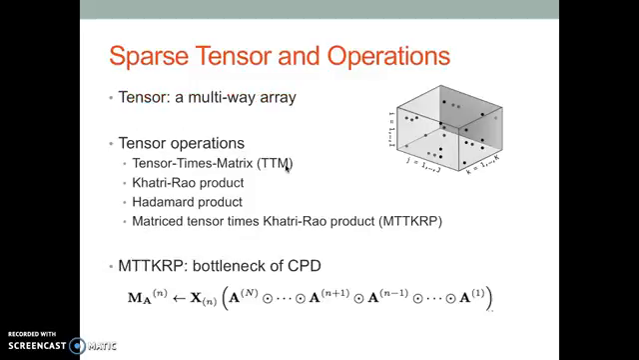The sparse tensor can be interpreted as a multi-way array. This is a third-order sparse tensor with the non-zeros marked as dots. There are several tensor operations. In this work, we focus on the matricized tensor times Khatri-Rao product, MTTKRP, which is a bottleneck of CP decomposition.